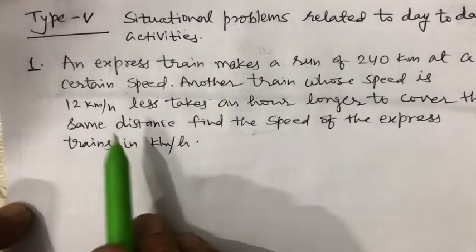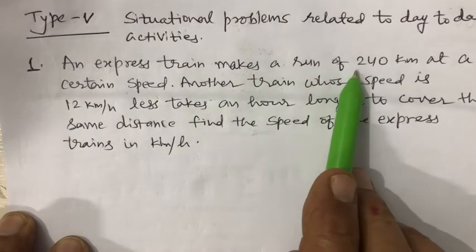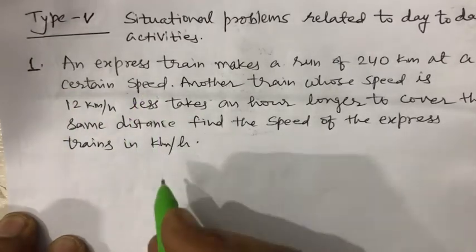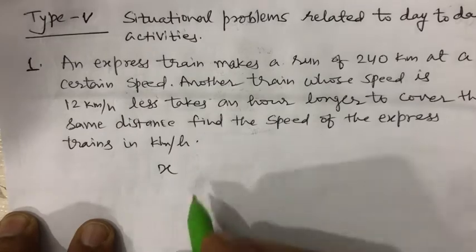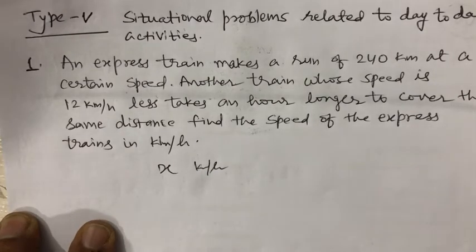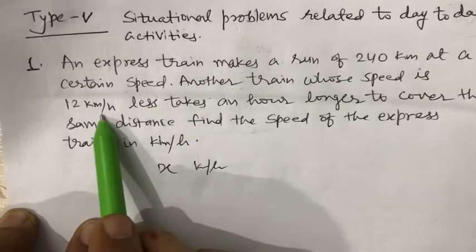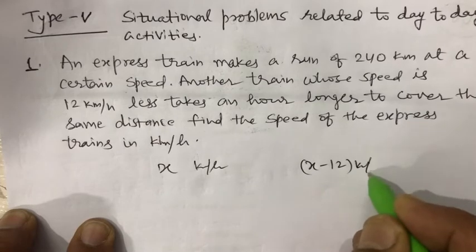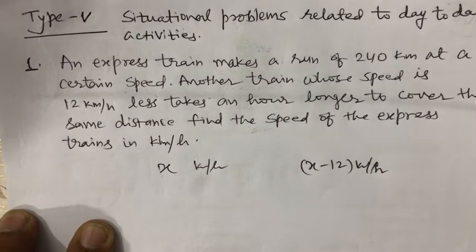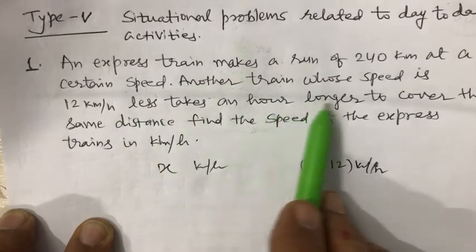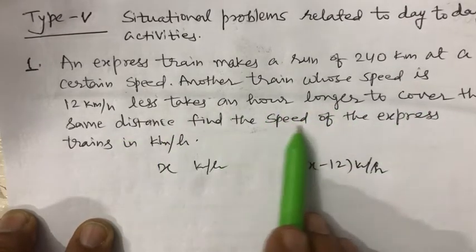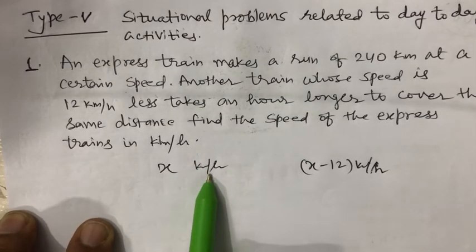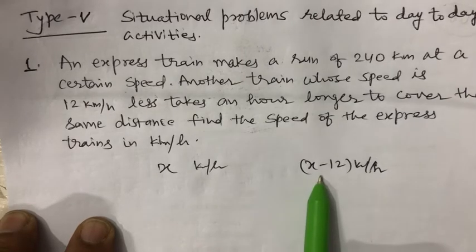For example, here an express train makes a run of 240 kilometers at a certain speed. Certain speed means speed is not given. So let me suppose that the certain speed is x kilometers per hour. Another train whose speed is 12 kilometers per hour less, it means the other train's speed is x minus 12 kilometers per hour, takes an hour longer to cover the same distance. Find the speed of the express train in kilometers per hour. Let the speed be x kilometers per hour, then the other train's slower speed is x minus 12.